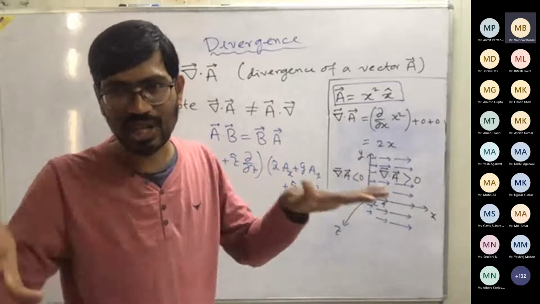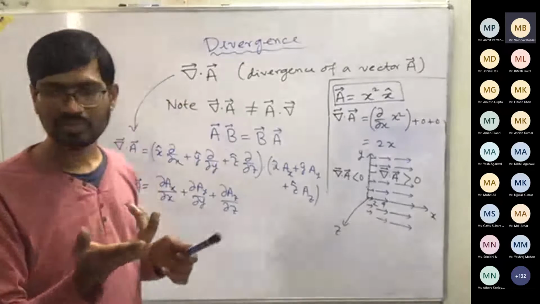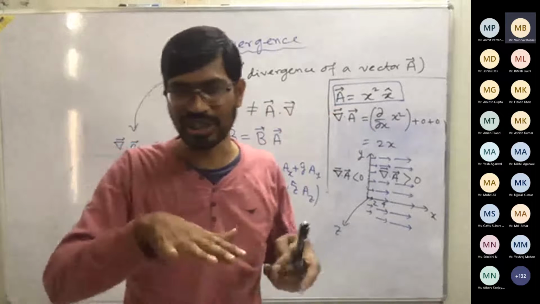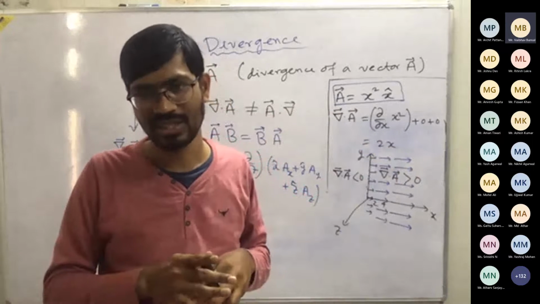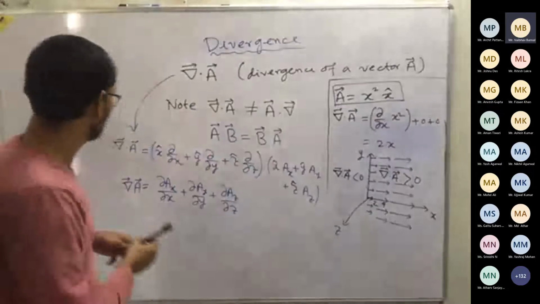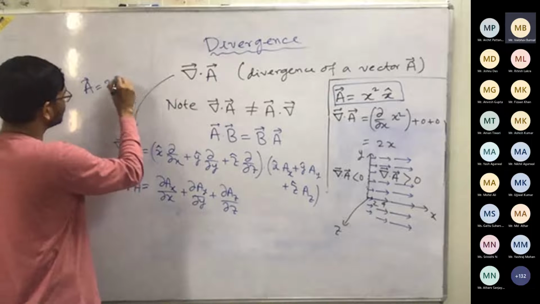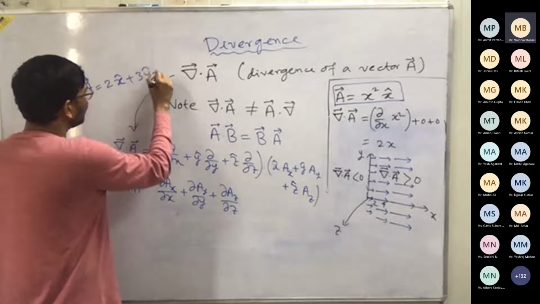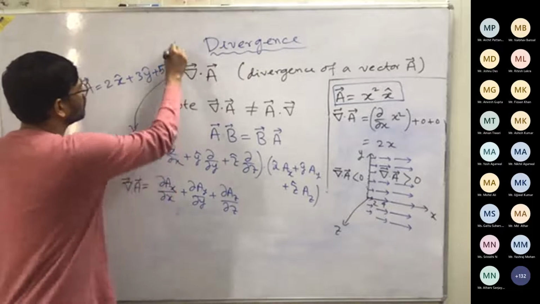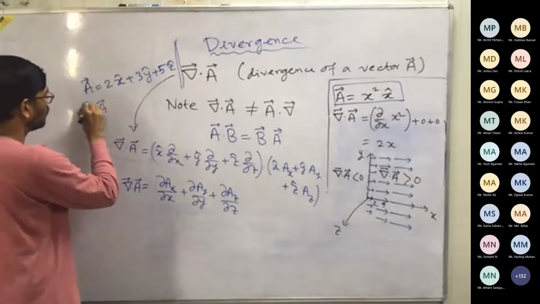If the vector is a constant vector, then it will have zero divergence, because it is the same everywhere. Let's say the velocity of a particle is not changing at different locations. Let's say velocity A is equal to 2x cap plus 3y cap plus 5z cap. How much is divergence? How much is del dot A? 0. Del dot A is equal to 0.